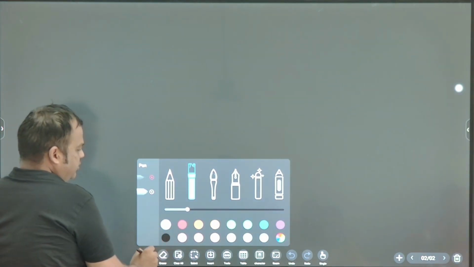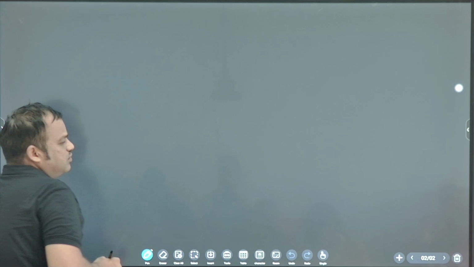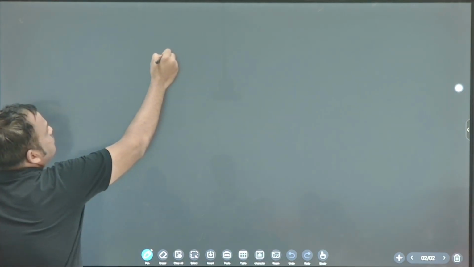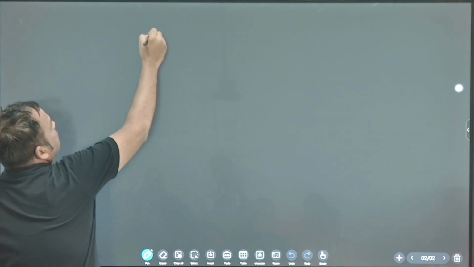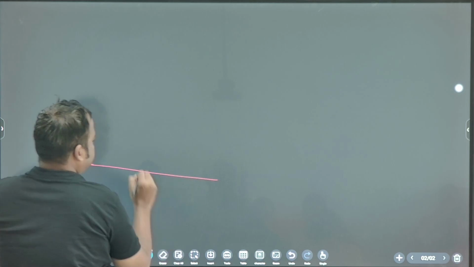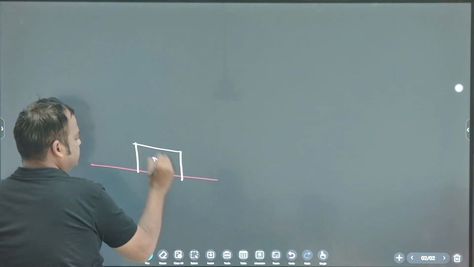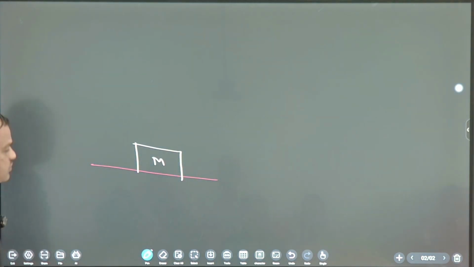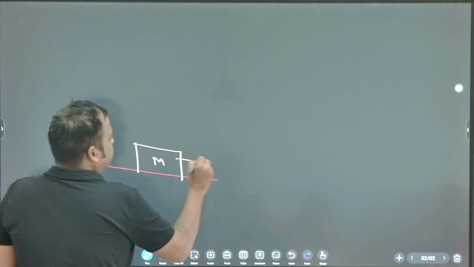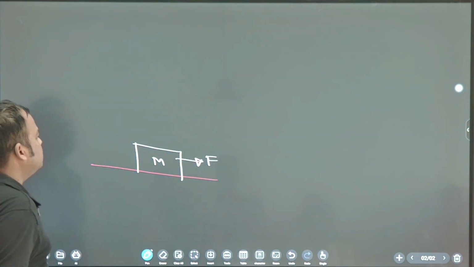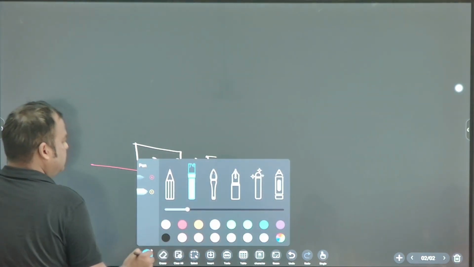Now let's talk about one more example. You see, this block is there. I want this block to move right side, like this. What is the direction of friction? Tell me. I am exerting force right side. So what is the direction of friction? Left side. Correct.